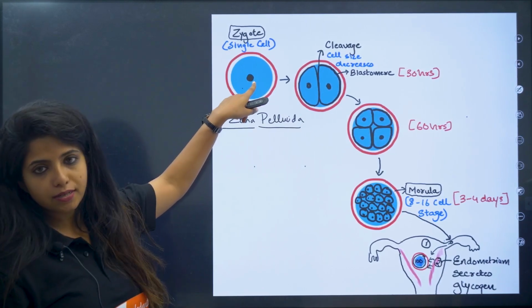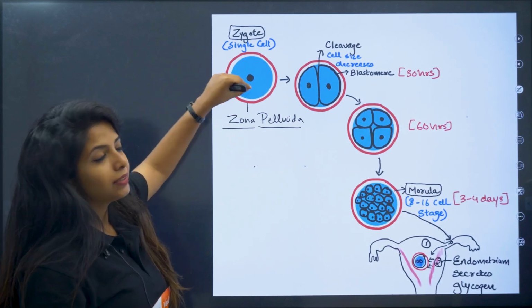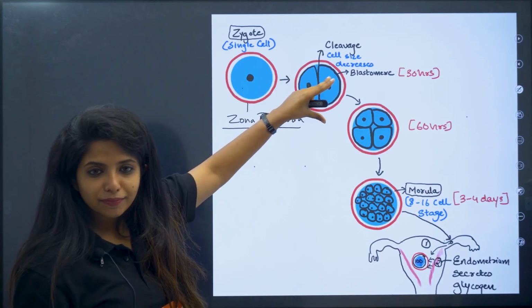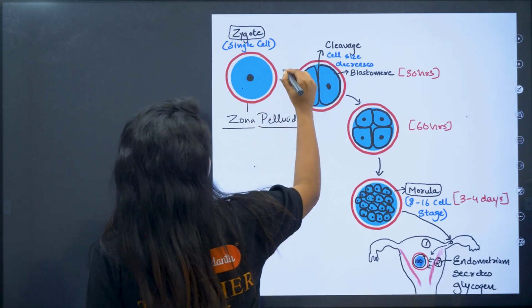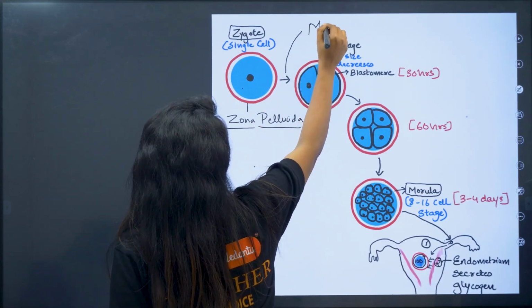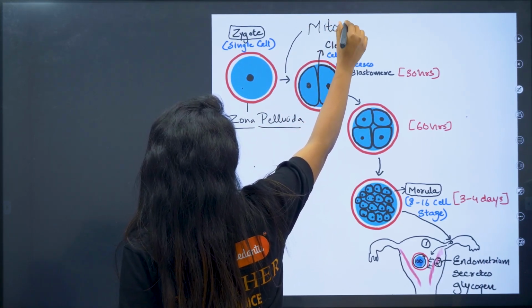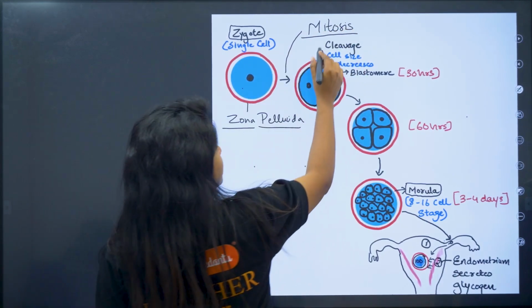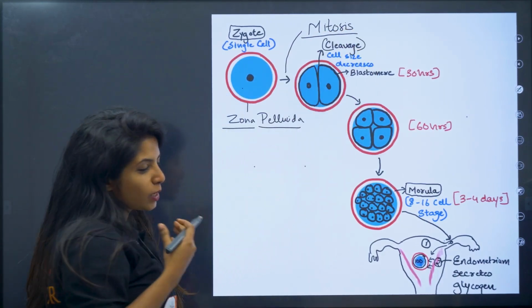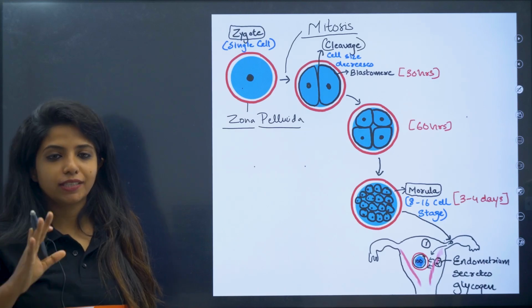Zygote is single celled. Agree? One nucleus. This zygote undergoes division, that is mitosis. Any other division? No. What do you call this division? You call this division mitosis, or you call it cleavage. What do you call it? Cleavage. Now there is a specific detail in cleavage, I'll tell you that.